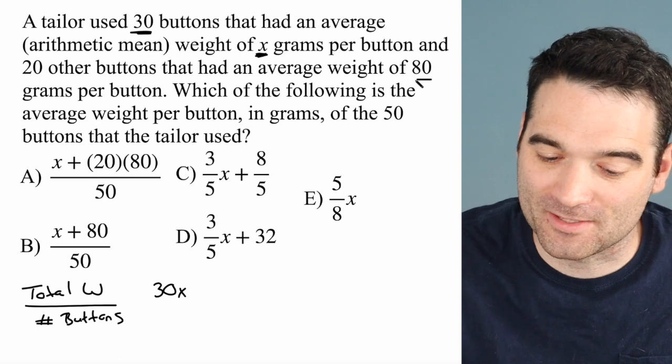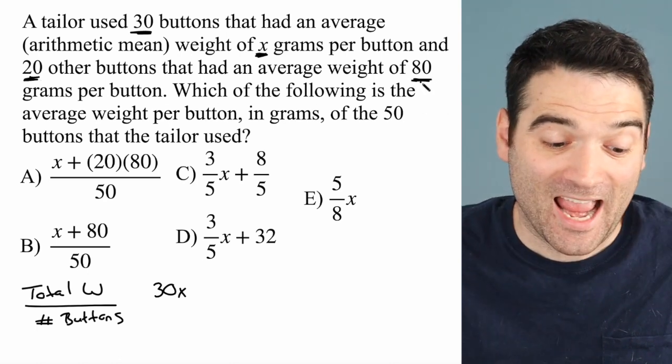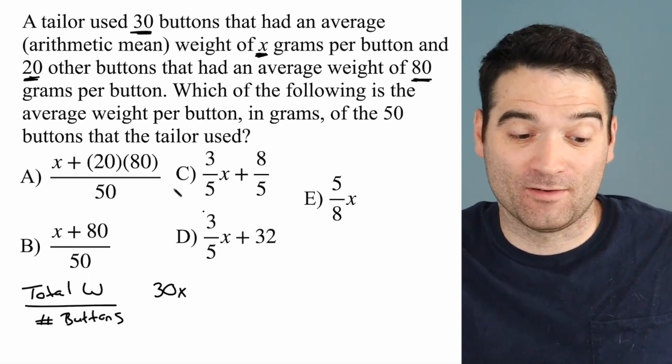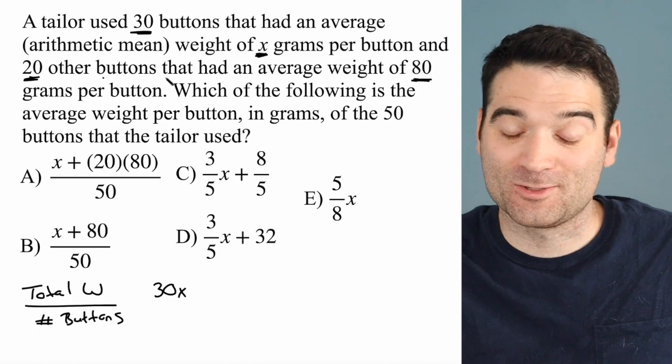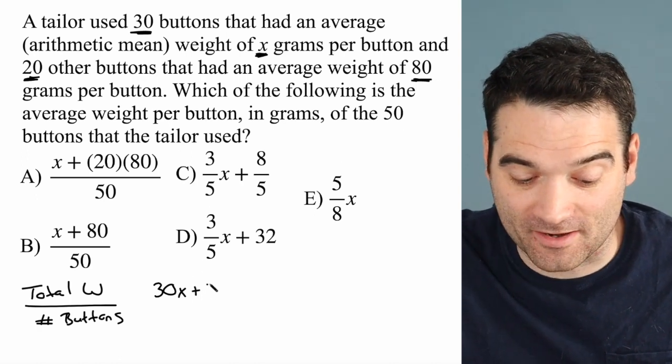And then we got these other buttons over here. We got 20 buttons that have an average weight of 80 grams per button. And so that means that the total weight of all of these buttons, 20 buttons with an average weight of 80, is going to be 1,600 grams. So I'm going to add this here, right?